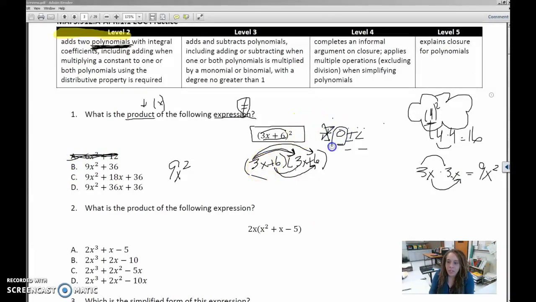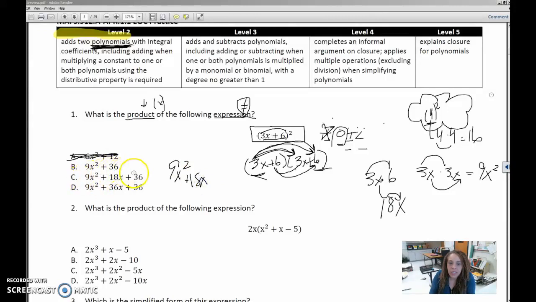Now my outer terms. Well, my outer terms are 3x times 6 because this is on the outside and this is on the outside of that whole grouping. Well, if I come over to the side and I say, well, 3x times 6. Remember, x is just going to come along for the ride, and I can do 3 times 6 is 18, so I have an 18x. So I'm going to put over here plus 18x.